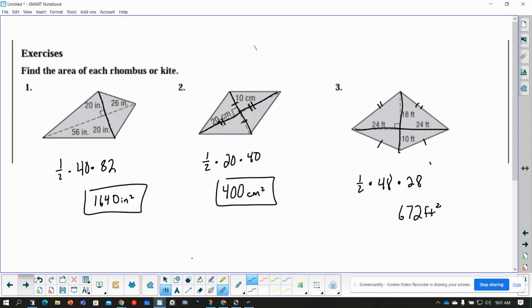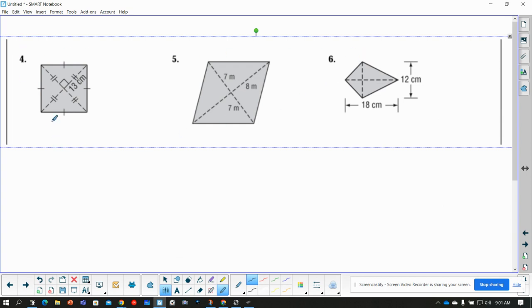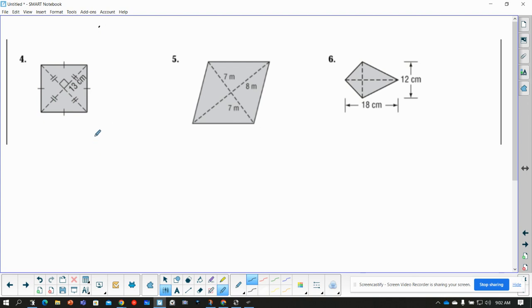All right, let's go ahead and do the next 3, 4, 5, and 6. This is a rhombus because all 4 sides are equal, but notice if these are also right angles, which it doesn't show, but we could know that because this would also be a square. So a square is a type of a rhombus. All right, but that's not important for what we're doing.